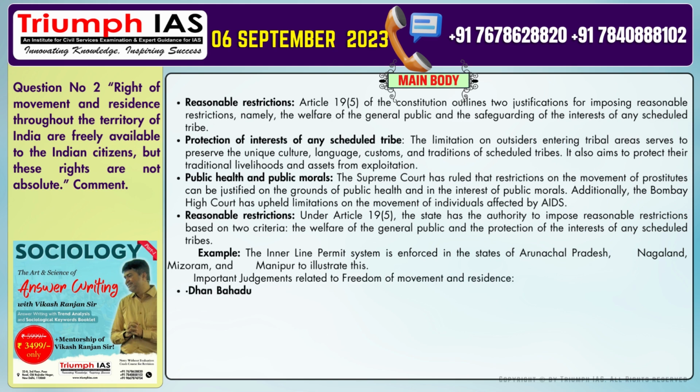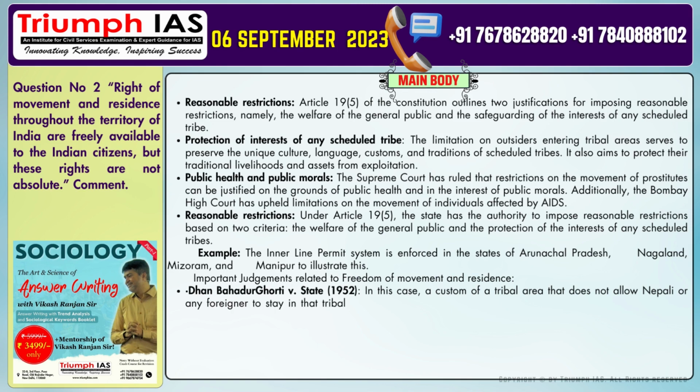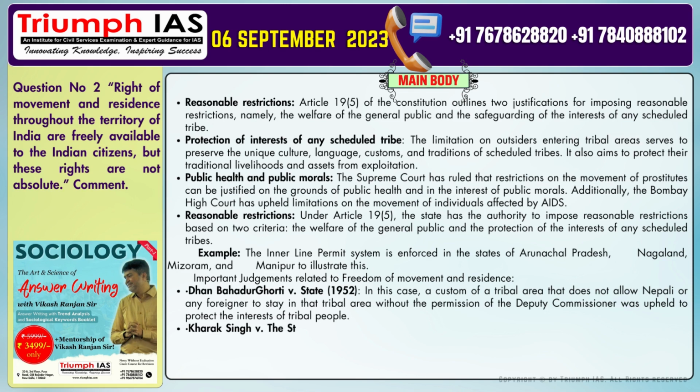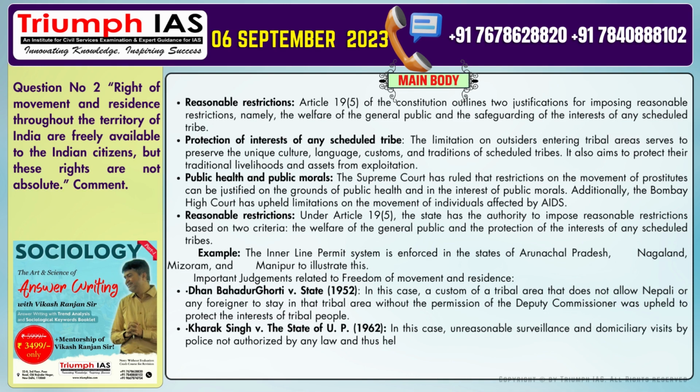Dhan Bahadur Ghorti v. State, 1952. In this case, a custom of a tribal area that does not allow Nepali or any foreigner to stay in that tribal area without the permission of the Deputy Commissioner was upheld to protect the interests of tribal people. Kharak Singh v. The State of UP, 1962. In this case, unreasonable surveillance and domiciliary visits by police not authorized by any law were held to be violative of the right to freedom of movement.